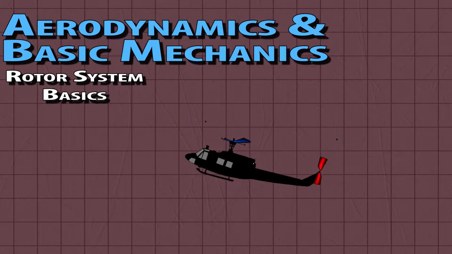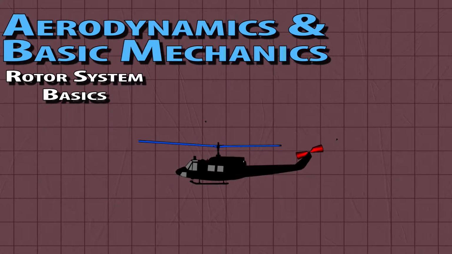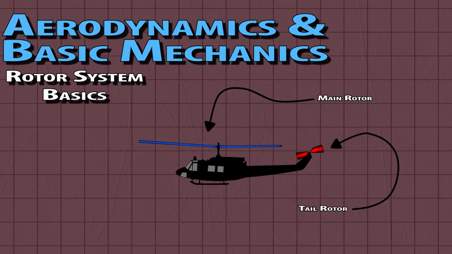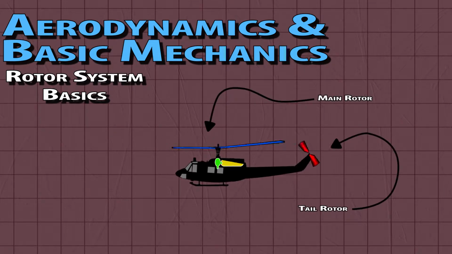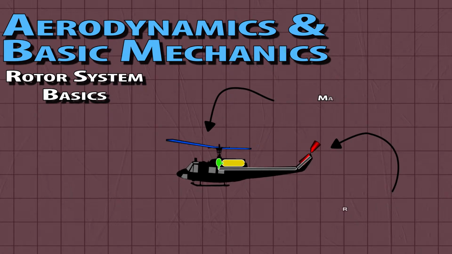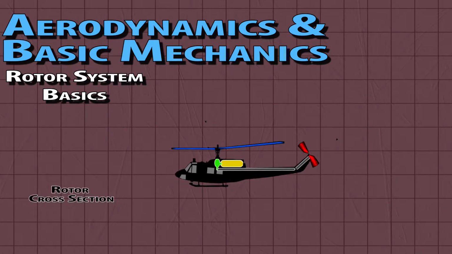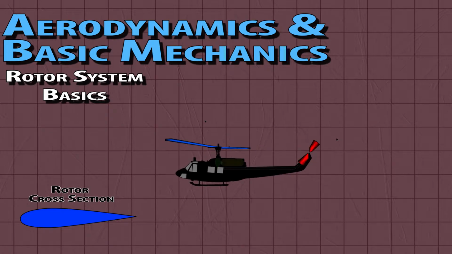Basics of rotor systems and controls. I'll be focusing on conventional helicopters, so we are dealing with a main rotor and a tail rotor. These two rotors are joined to one or more engines via gearboxes and drive shafts. The main rotor is made up of 2 or more blades. Their cross-section is symmetrical, so they pitch to provide lift.